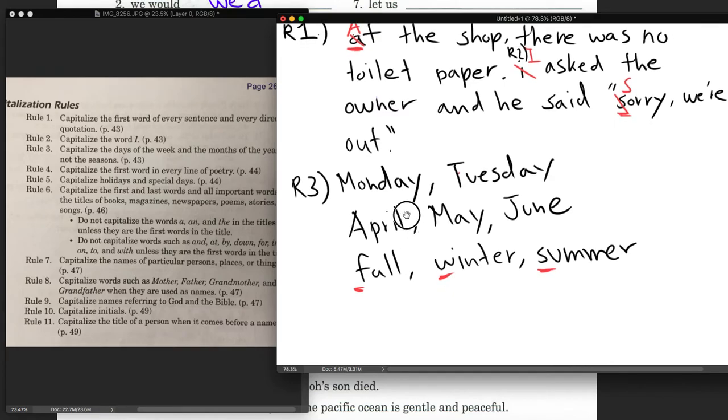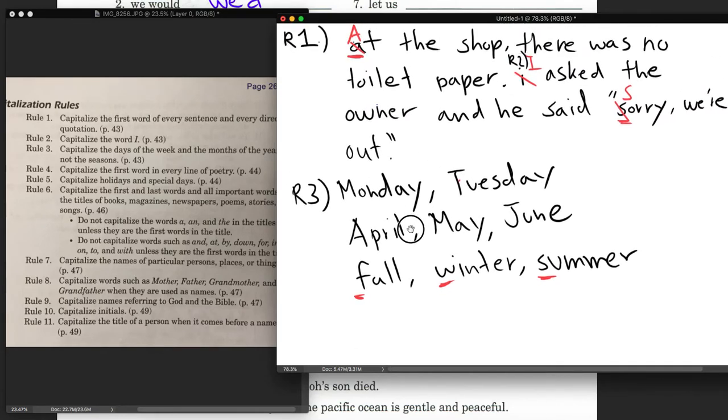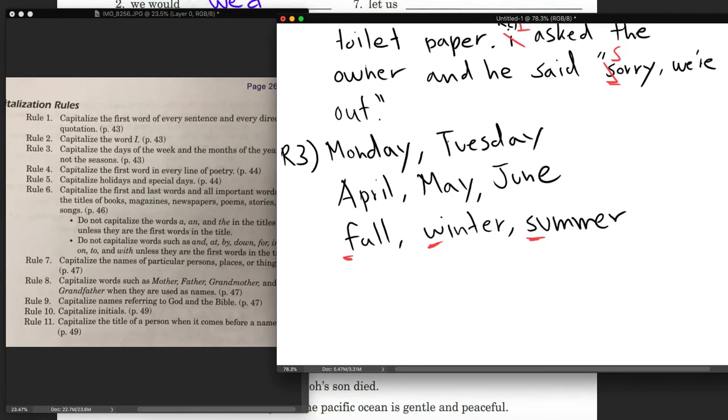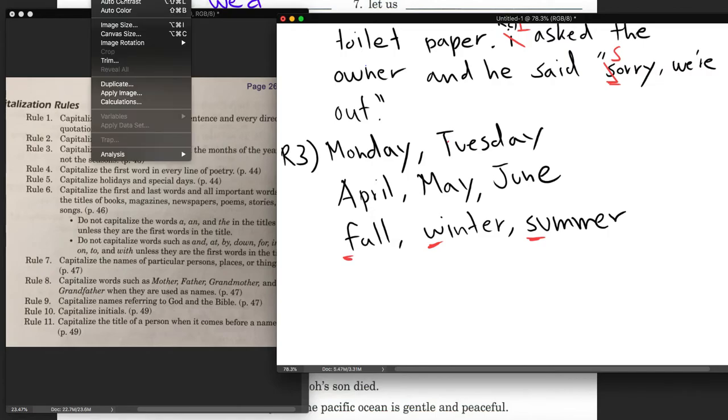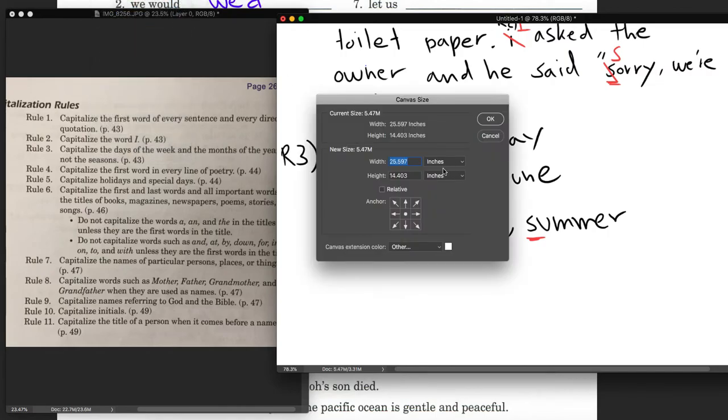All right, so let's go over rule number 4. Capitalize the first word in every line of poetry. Okay, let me extend this real quick. Make this a little bit bigger.